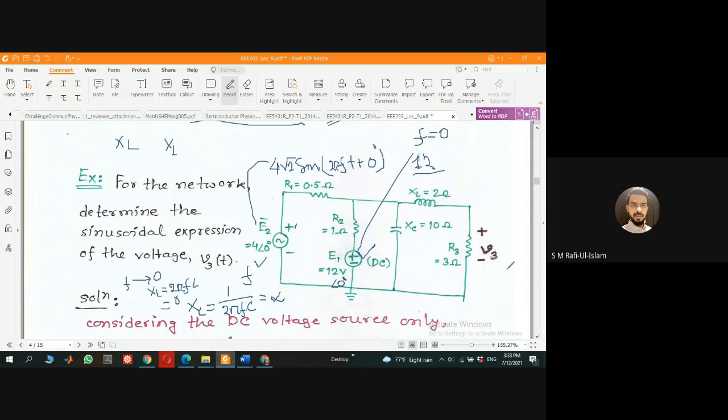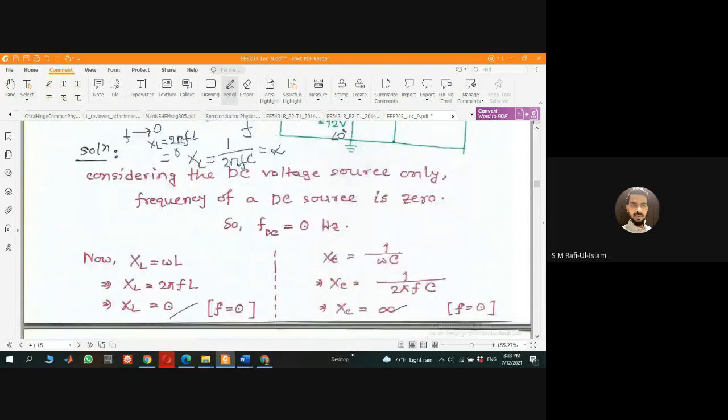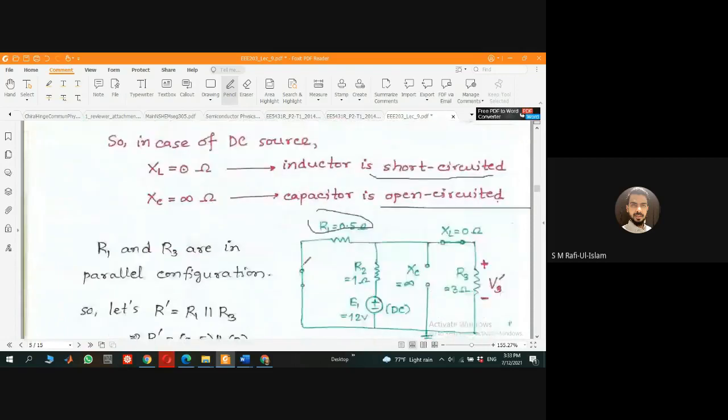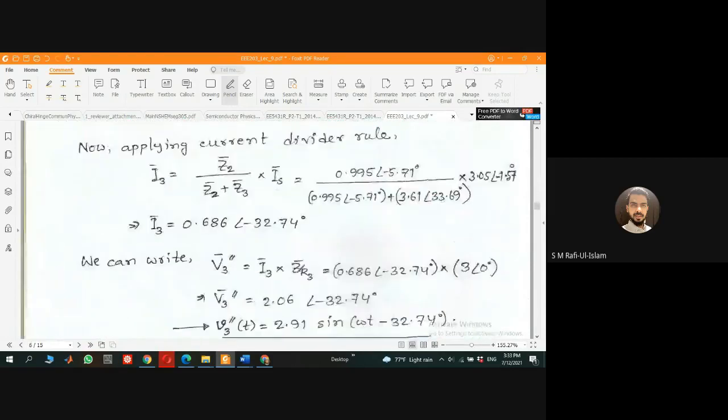And then we'll solve the math. When this one is active, the XL value should be 2 pi F1 L, and the XC value would be 1 upon 2 pi F1 C. Later on, we'll get the response here, meaning V3, for this and this. But the final answer would be really interesting.